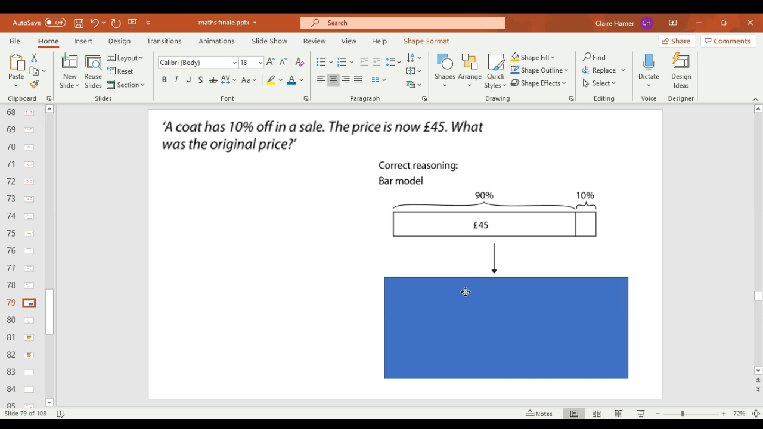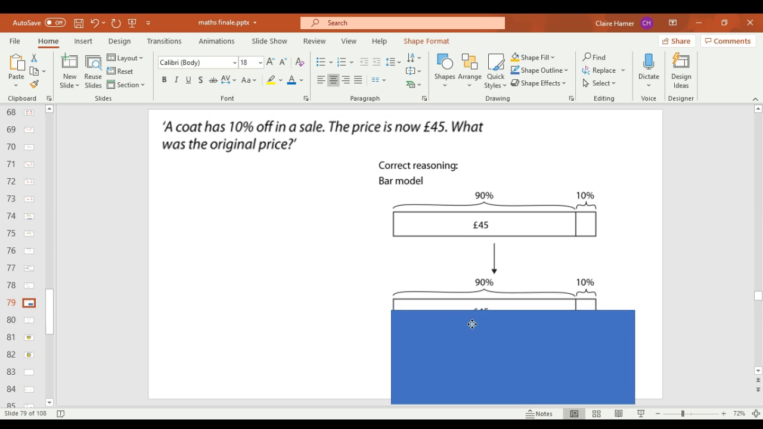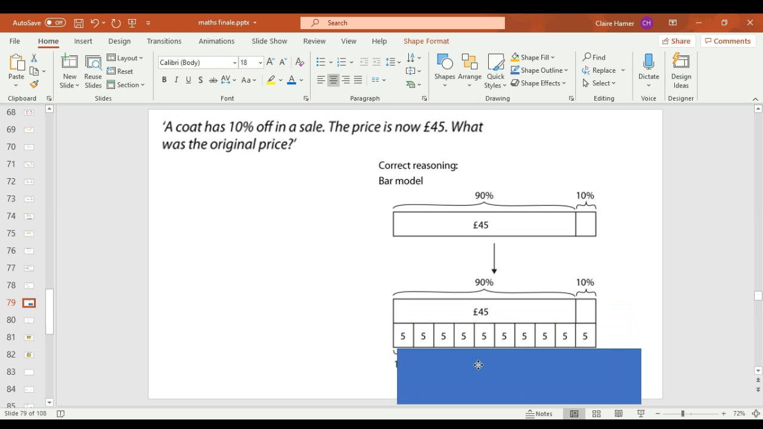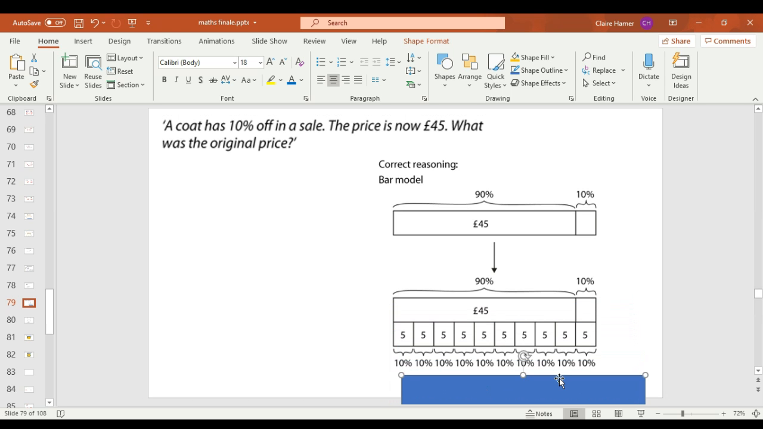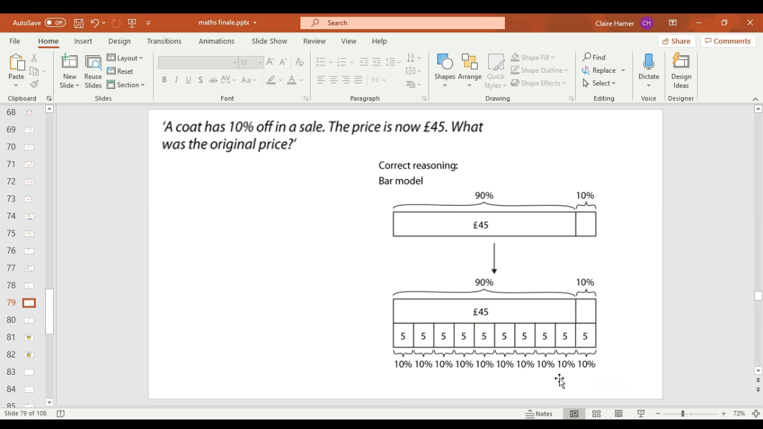Right. So, this is one way of thinking about it. So, you may have done 45 divided by 9 to work out 10%. 45 divided by 9 is 5. So then you do 5 times 10. Okay, so an extra part was 5, so the answer is £50.